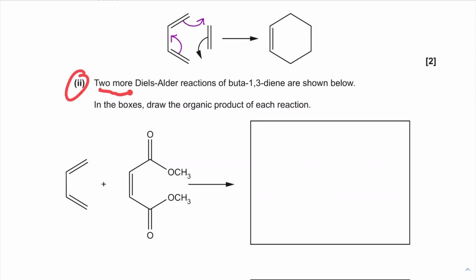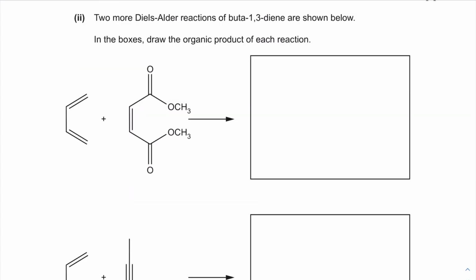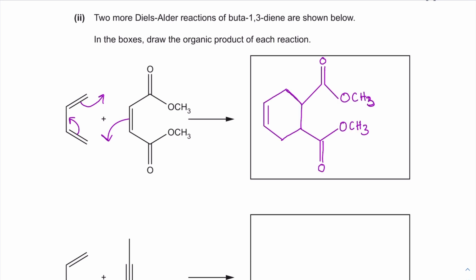Part 2. 2 more Diels-Alder reactions of buta-1,3-diene are shown below. In the boxes, draw the organic product for each reaction. Again, we are applying the same process where the alkene here will form a link, and this will break to form the new double bond here, and that will break to form a ring closure. So that's attacking there to form a link, that's fusion, and that will break, fission, to form a double bond there, and that will break to close the ring, and that's what's formed. So that forms there, and a double bond is formed there.